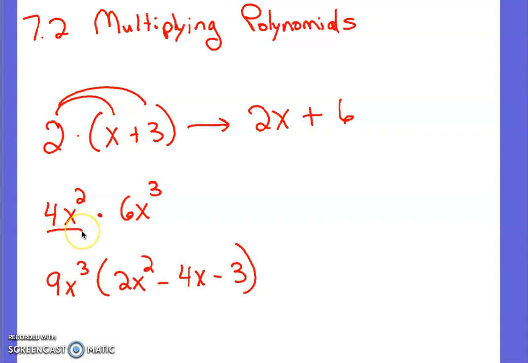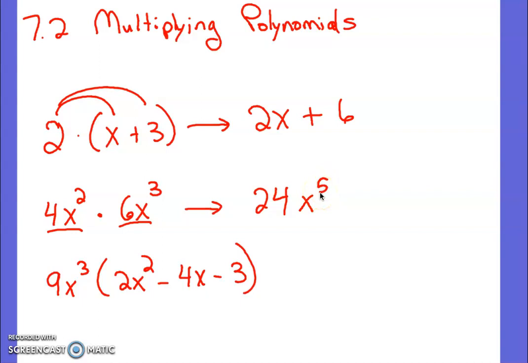So again, here is a monomial times a monomial, and we're just going to multiply it. So 4 times 6 is 24. And then x squared times x cubed. Remember, when you multiply like bases, you add the exponents. So this would be x to the 5th power.